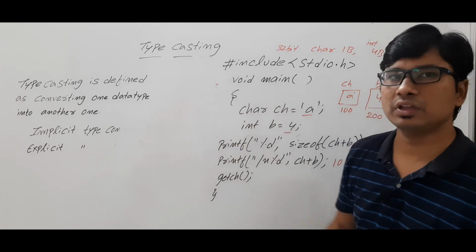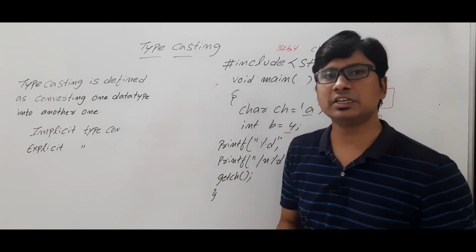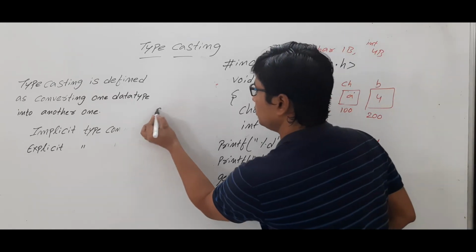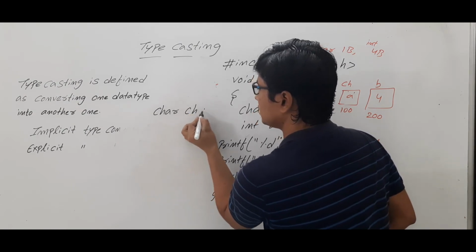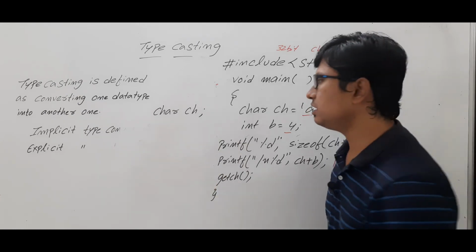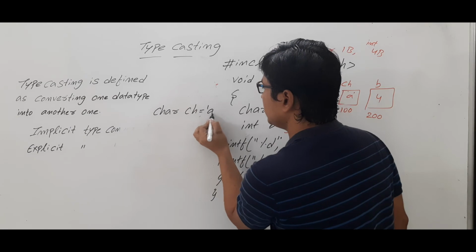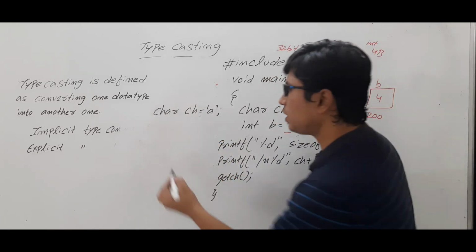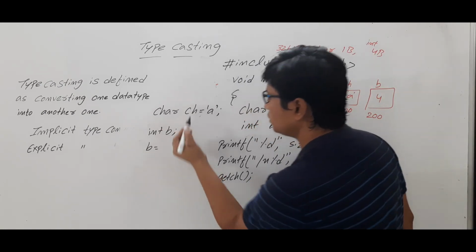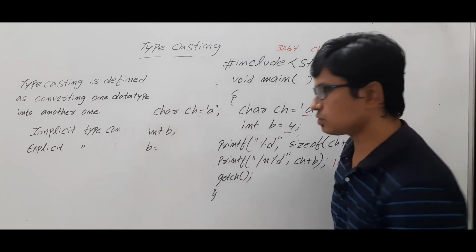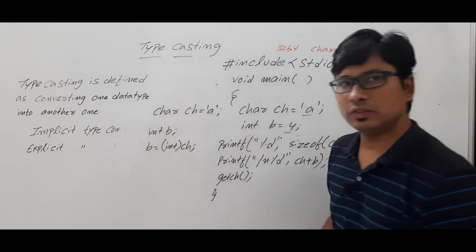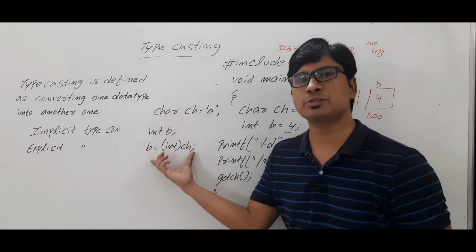Now let me discuss the explicit type conversion. In explicit type conversion, the programmer will specify the type conversion. Let's take that you have char ch, and now you want to convert this character into an integer. Suppose you are initializing it as 'a', then you have declared int b, and now you want to store this value and explicitly convert it. So what I want to do is write (int) and then ch. Then this is called an explicit type conversion.